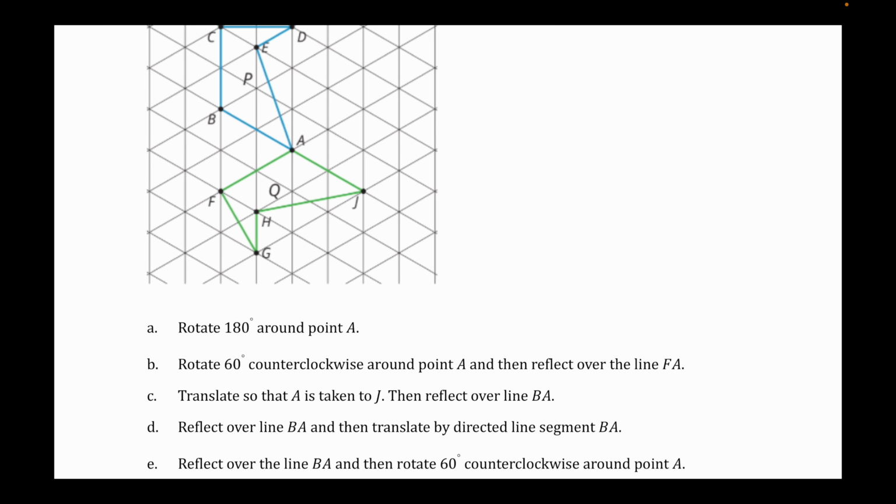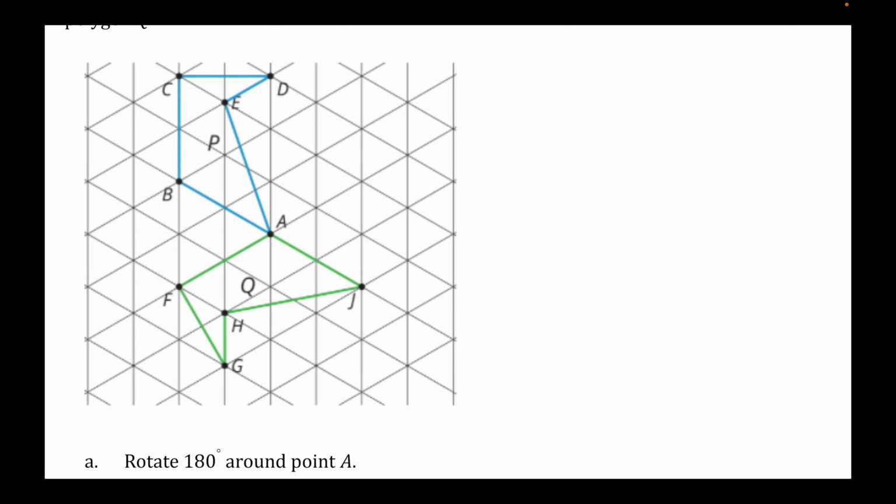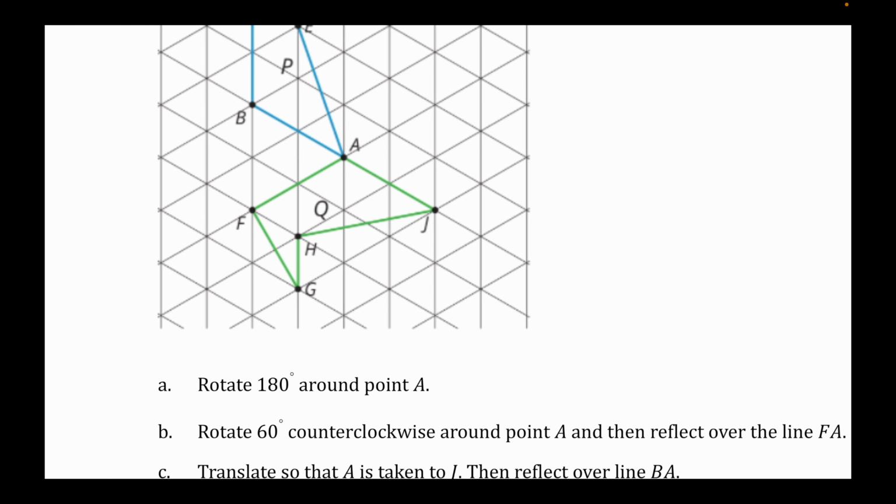Rotate 180 degrees around point A is our first option. So if I rotate around this point, the main thing that tells me that this is not a correct answer is that the point that we're rotating around will not move. And that is at the tip of this sort of large pointy end of our polygon, and that would correspond with J. And so A is not going to actually end up where J is at, which means this would not work for our purposes. So this does not work.